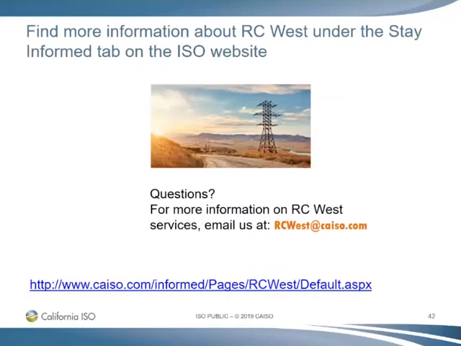Reliability is an essential element of operating the electric grid. As I mentioned earlier, the ISO has newly become a Reliability Coordinator, or RC, and is offering these services to other balancing authorities in the Western United States. Visit the RC West page on our website for more information about the services provided by RC West. This page tracks the implementation milestones, provides relevant information about the current progress, and includes a list of the current and pending RC West entities.